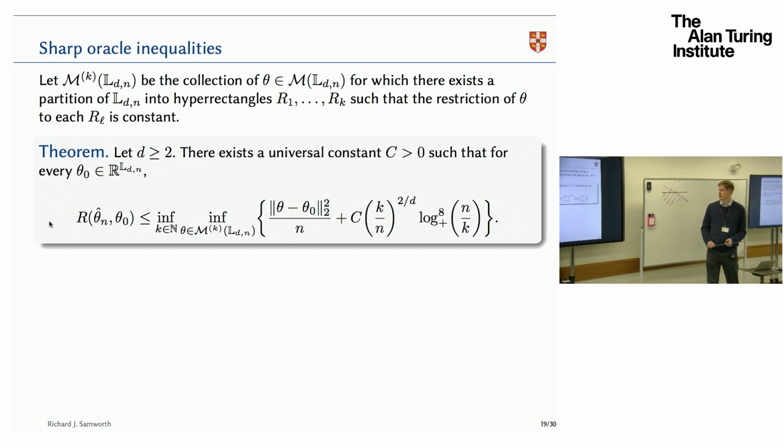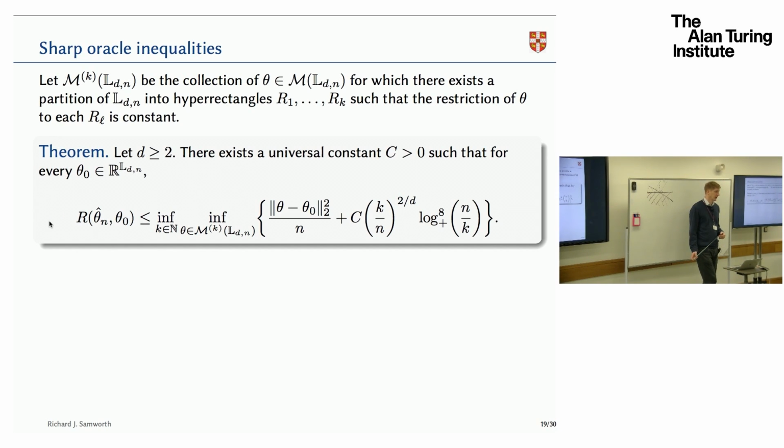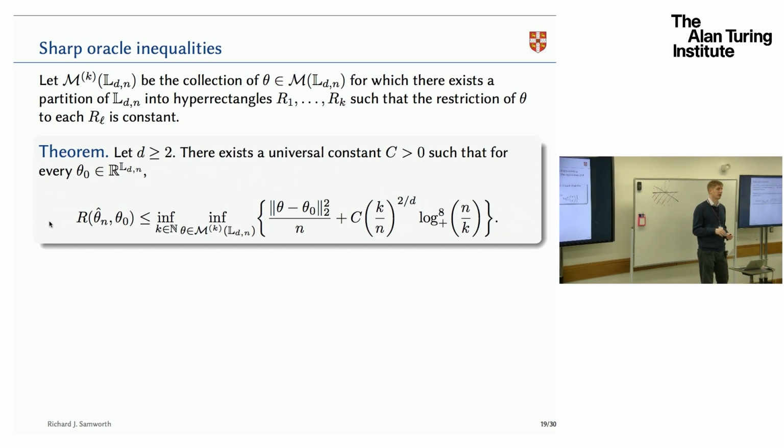Okay, so I've talked about worst case bounds so far. And now I want to come on to talk a bit about adaptation. So very often in statistics, we're first of all interested in worst case bounds, sort of minimax rates of convergence. But often within parameter spaces, there may be smaller subparameter spaces of functions that have particularly simple structure.